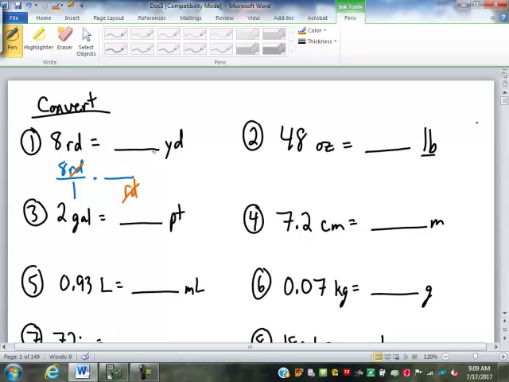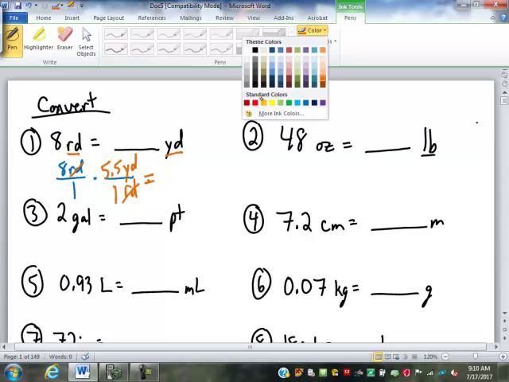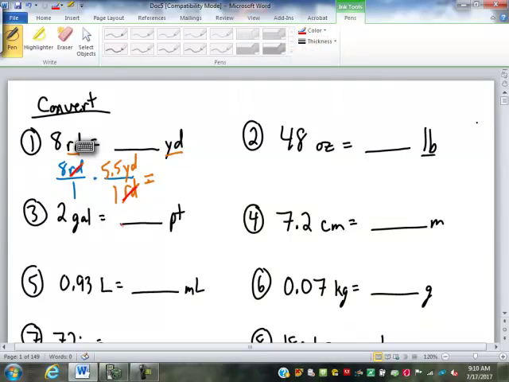Get that down below so it's out of the way. So then I have rods and yards in the problem, so that means yards have to go on top of that conversion factor. Then I look up my relationship, and I see that 1 rod equals 5.5 yards. So there's my relationship. And now the rods do cancel out. 8 times 5.5 yards is 44 yards. On bottom, 1 times 1 is 1, so that's just 44 yards.